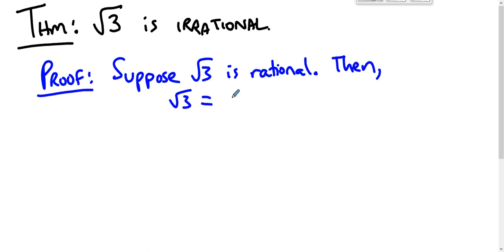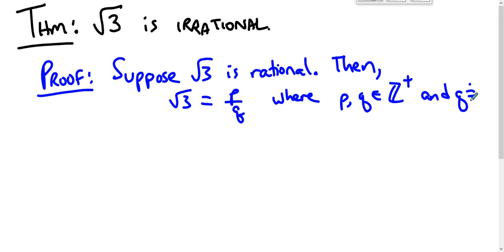Then the square root of 3 is p over q, where p and q are positive integers, and q is not 0, and p over q is in lowest terms. We set that up. The square root of 3 is clearly a positive number, so p and q are positive integers. Q is not 0 because rational numbers don't allow the denominator to be 0. And we set it up so that p over q is in lowest terms. This is the key.